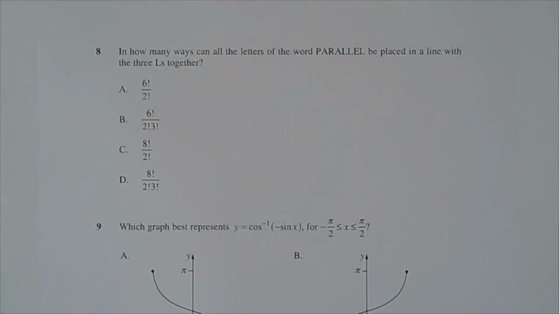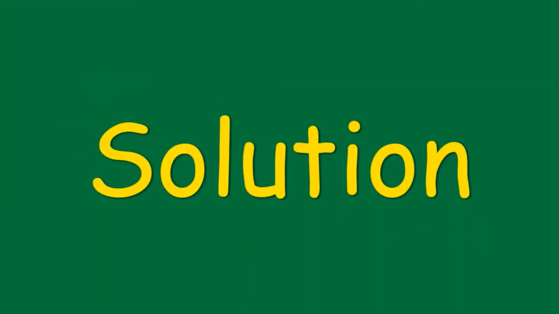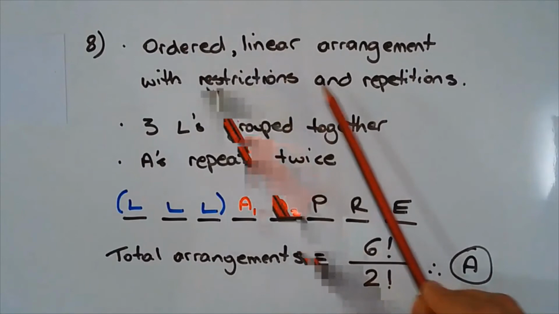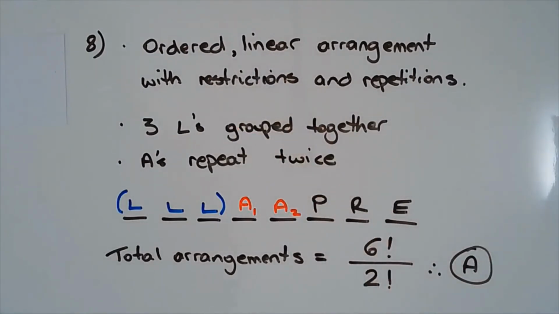Question 8. In how many ways can all the letters of the word parallel be placed in a line with the 3 L's together? Firstly, this is an ordered linear arrangement with restrictions and repetitions. That means the use of permutations, not combinations, to work out the total number of arrangements. Next, we'll deal with the restriction. The 3 L's are to be grouped together and will behave as one item. Next, we'll deal with the repetition. In the word parallel, there are 2 A's, and that will need to be taken into account when working out the total number of arrangements.